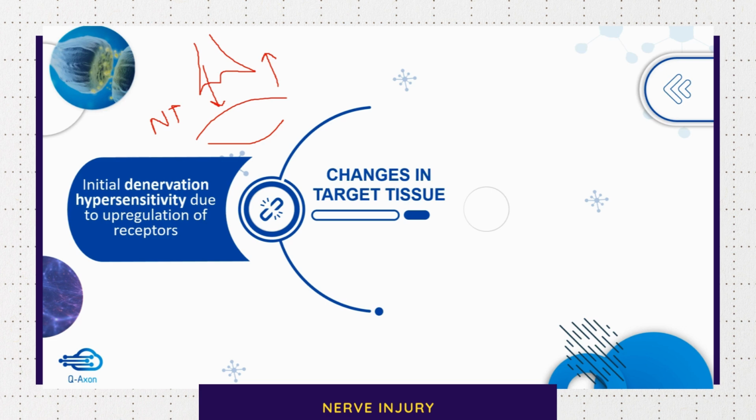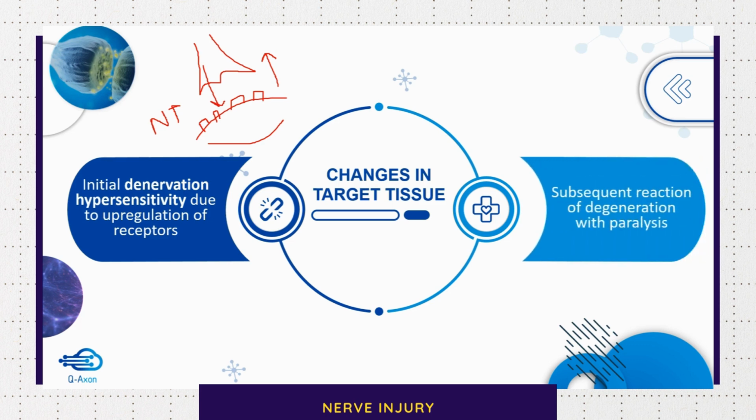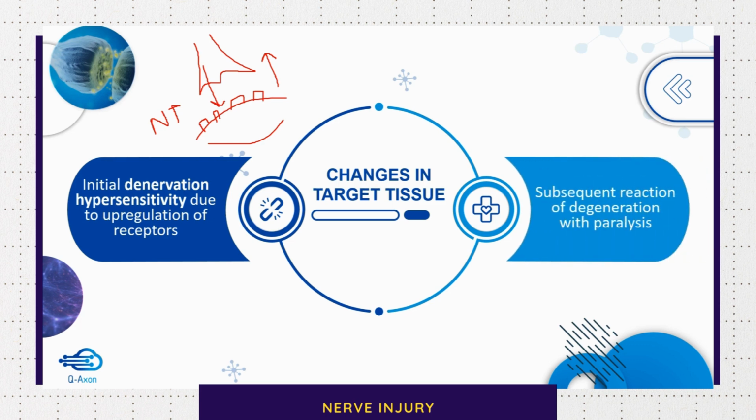So when neurotransmitter signals are not being received, there is an upregulation of receptors in the target tissue. So for some time, the target tissue is highly sensitive to even small quantities of neurotransmitter that may be present in this region. You can see twitches in the muscle during this period. So this brief period of hypersensitivity is referred to as denervation hypersensitivity. But it disappears very quickly, leading to paralysis of the muscle. And this is what we call the subsequent reaction of degeneration.